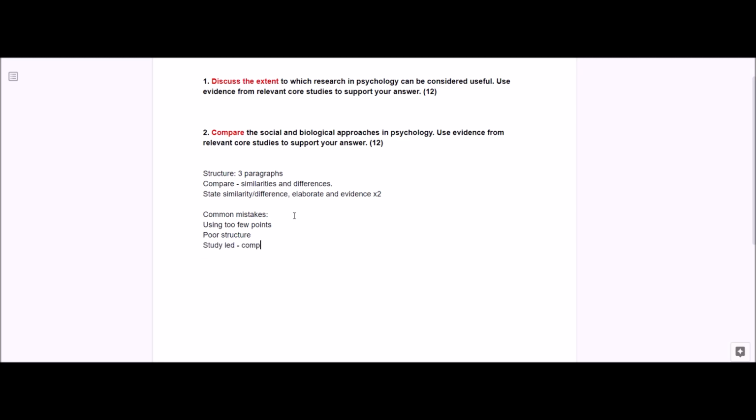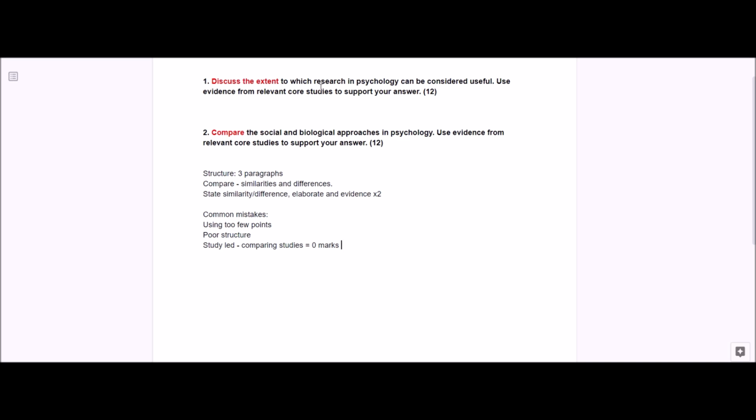Another common mistake was study-led. So comparing studies. Okay, so comparing a social study to a biological study. That's not what you're being asked to do. You're asked to compare the social and biological approaches. In a comparison one, while in the previous question, if you wrote a study-led paragraph, your marks were capped. In this one, if you write a study-led paragraph, it's not credited.